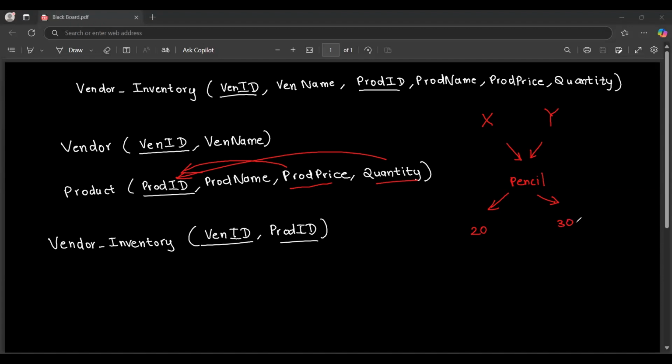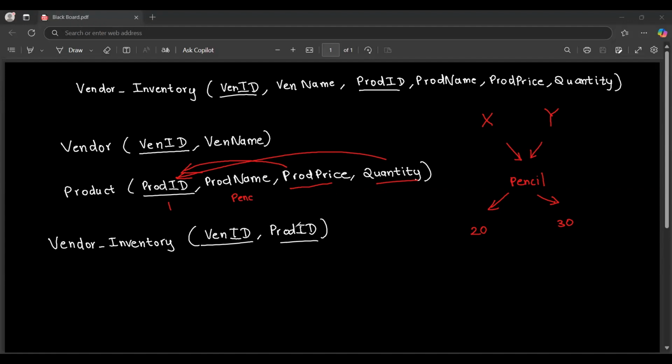Well, that will create an issue. If you give product ID 1, product name pencil, what will you give as price? Will it be 20 or 30? And quantity, let's say you have 15 remaining of this and 17 remaining of this. What will you give, 15 or 17? Now we understand the issue. It may look like it's correct. It doesn't always have to be correct.